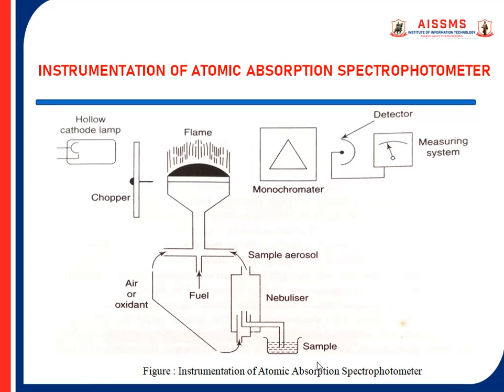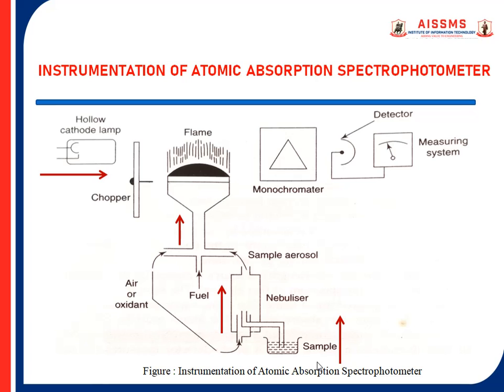The working of AAS is: hollow cathode lamp will emit the radiation. Liquid sample is available where the unknown metals are going to be identified. Nebulizer is a component which converts a sample into aerosol form. Burner converts the air, fuel and sample into the flame.